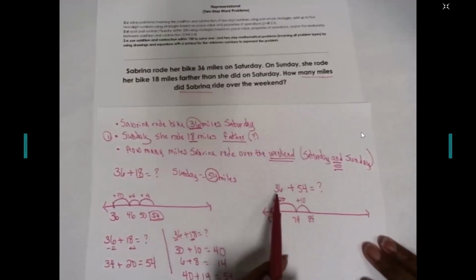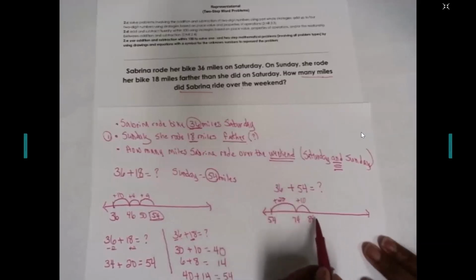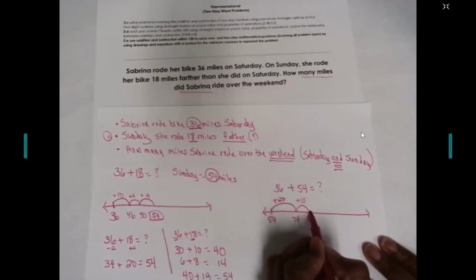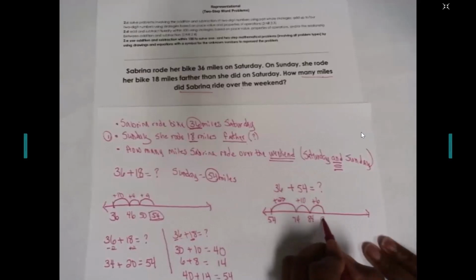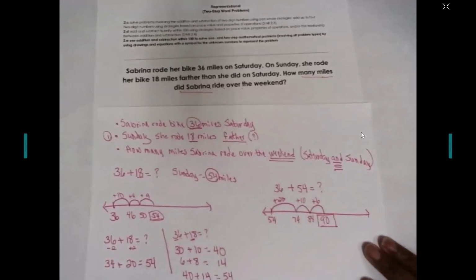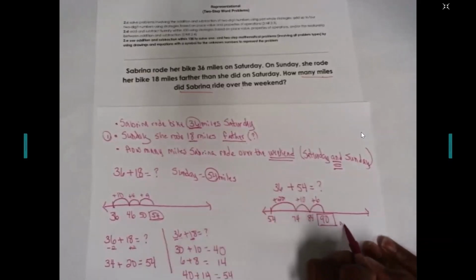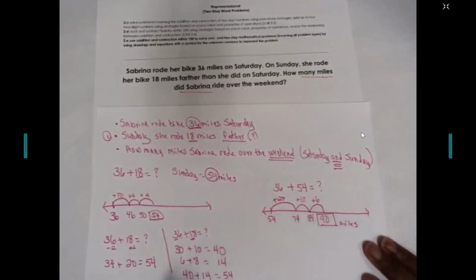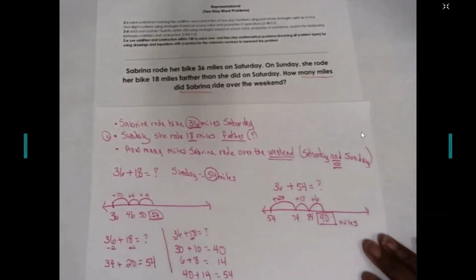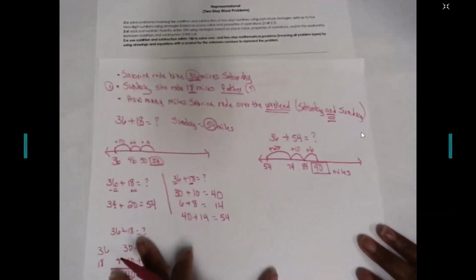And out of the 36, I've jumped 30. I have 6 more to jump. Oh, that's a friendly number for me because I know that that's going to give me 90. So I'm just going to jump the entire 6 to get 90. So I can see that over the weekend, Sabrina rode 90 miles.